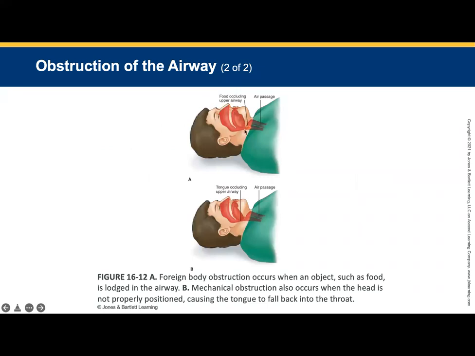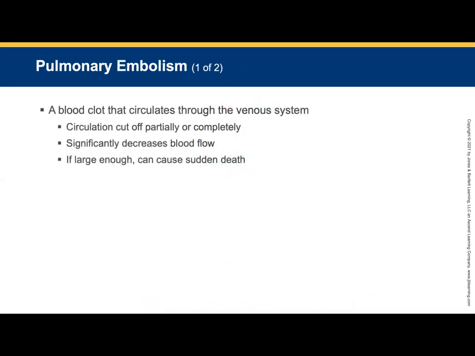So let's see here. Food, the occlusion is right here. B is the tongue. As you can see back here, it has dropped back down into the airway, and that's what's occluding the airway. So both of these are obstructions, but this right here can be resolved by proper positioning of the head. So we want to make sure when we do positioning, and we can do the head tilt chin lift, that we bag them and make sure that there's good airflow.